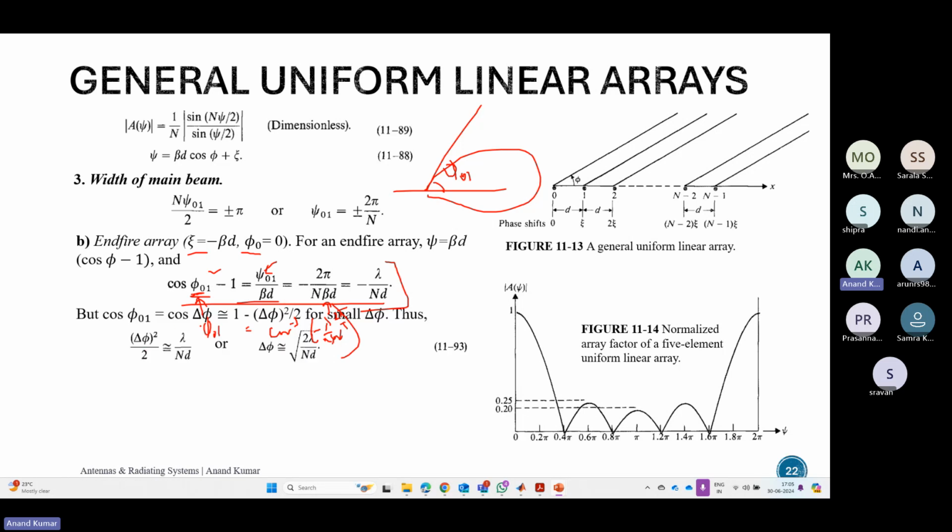So cos phi 0 1 is equal to cos delta phi, which is 1 minus delta phi square by 2 for small theta. So this is some trigonometric approximation. So we get delta phi square by 2 equals lambda by n d, and just solving this it gives us this expression.